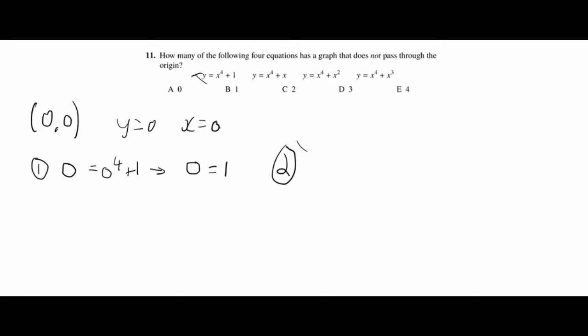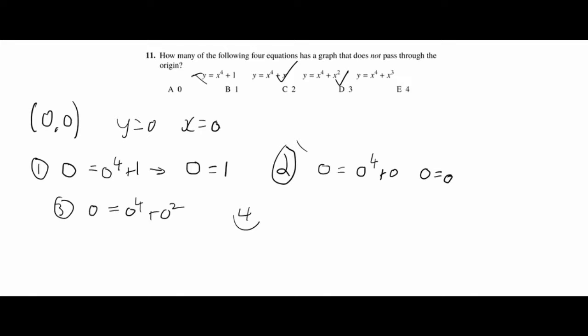Now let's consider the second one. y is equal to x to the power of 4 plus x. Substituting y equals 0 and x equals 0, we get that 0 is equal to 0 to the power of 4 plus 0, which gives us 0 is equal to 0. So this one here does pass through the origin. Now let's consider 3. Y is equal to x to the power of 4 plus x squared. Doing the same thing, we see that 0 is equal to 0 to the power of 4 plus 0 squared. So the third one does.